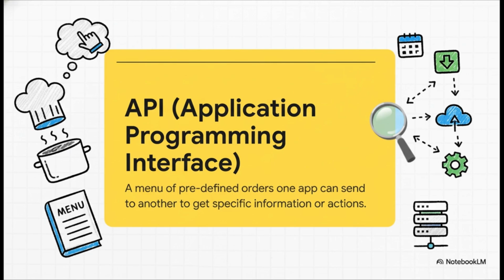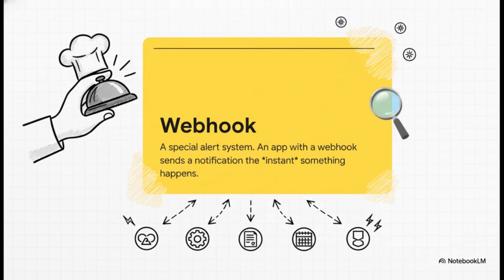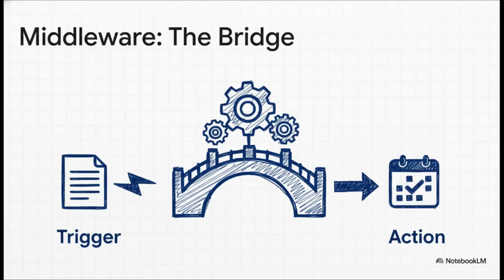Okay, so if the API is the menu, then a webhook is that little buzzer the restaurant gives you that goes off the second your food is ready. It's an alert. Instead of one app having to constantly ask another, hey, anything new? Anything new yet? How about now? The webhook sends out a real-time signal, the very instant something happens, like a button gets pushed or a page gets updated.